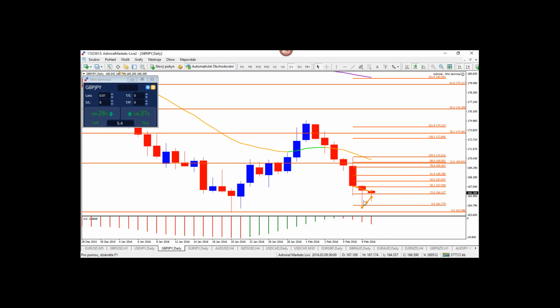Big wick as well on the daily. So from that point of view, maybe it seems more likely we'll get an upside and then hit resistance somewhere in here, I would say.